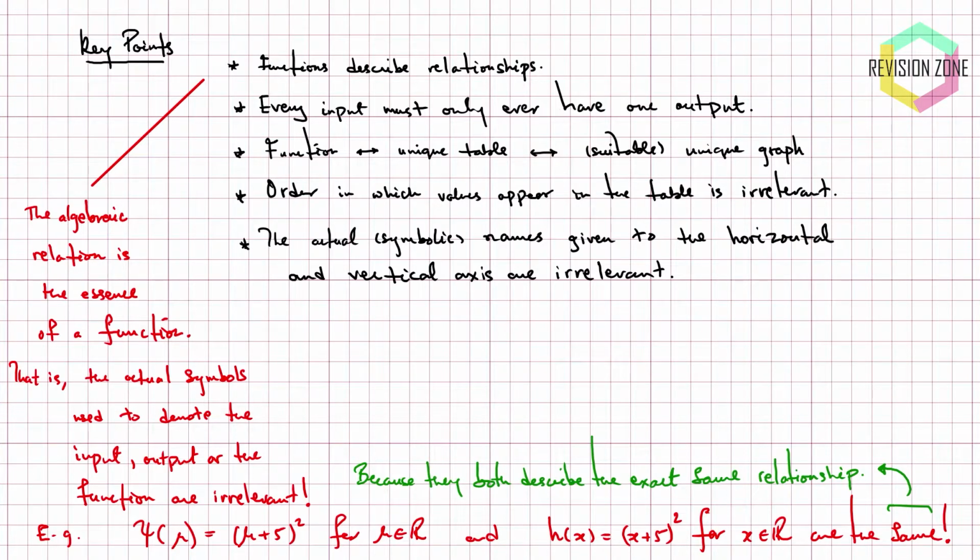So you've got a case here where you've got psi of mu, with mu having 5 added on and then being squared, where mu is allowed to be any real number, and you've got h of x, where x has 5 added on and is then squared, where x is allowed to be any real number. Indeed, it doesn't matter that the output there is called psi of mu and the output here is called h of x, and that the functions are written in different symbolic language.